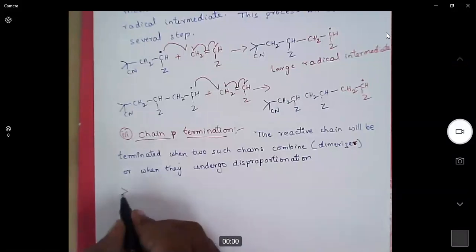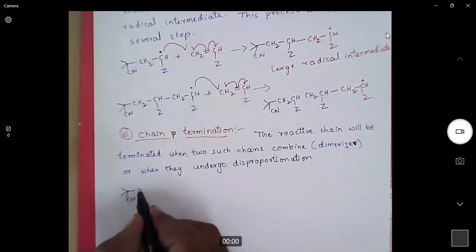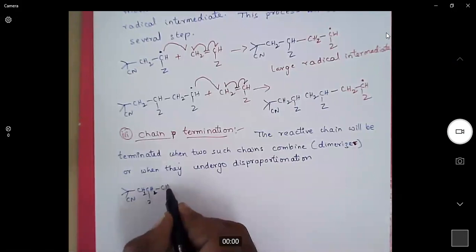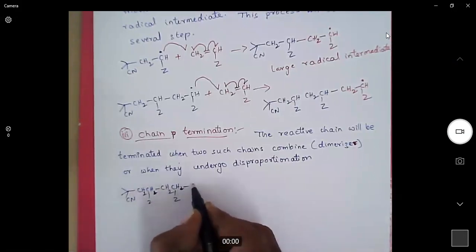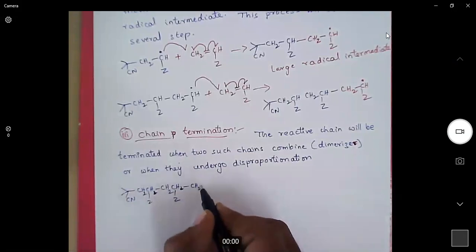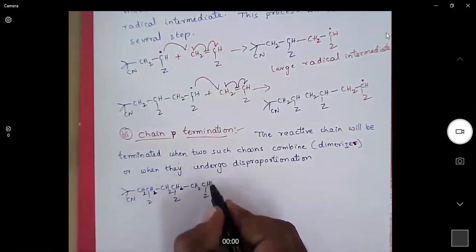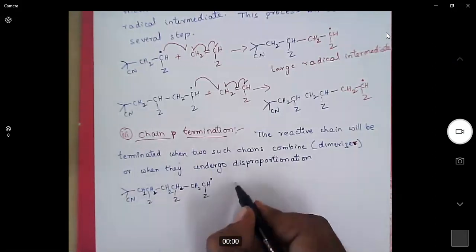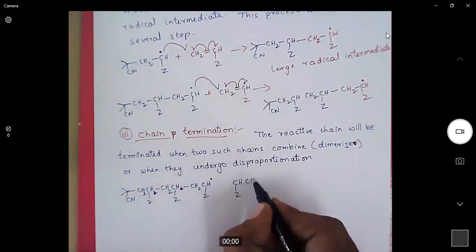Say for example, what is dimerization? Two such chains will combine. This is a radical, and on the other side we have the same radical.